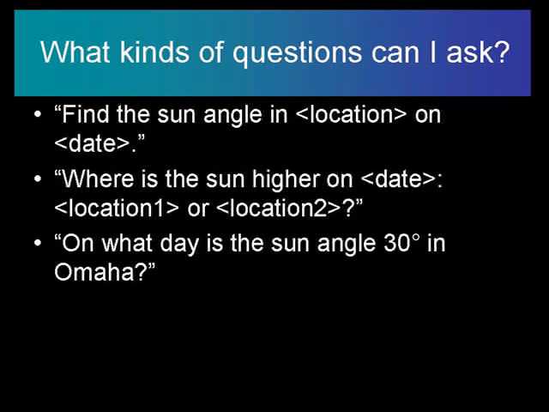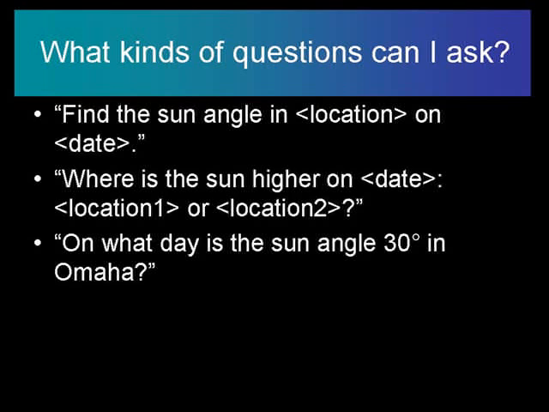There are lots of types of questions I could ask you on the next test. Find the noon sun angle in some location on some date is a very common format for these questions. Another one I could ask you is, where is the sun higher on some date, location 1 or location 2? Again, I would give you latitudes, or they would be latitudes that you know, like the Tropic of Cancer or the Tropic of Capricorn. Or I could ask you a very tricky type of question.